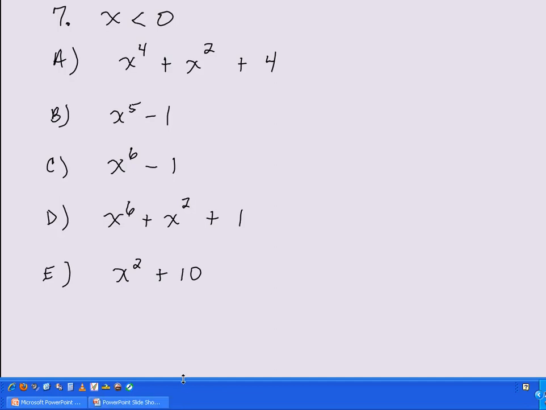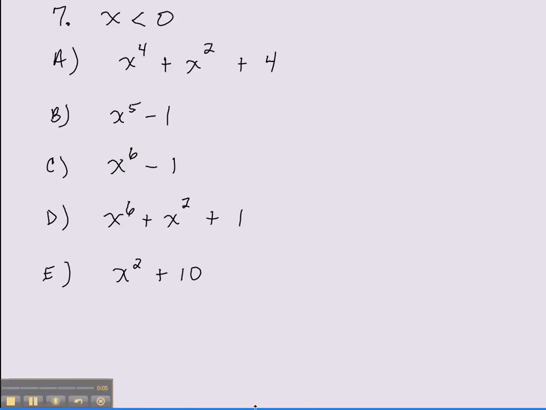All right, number 7. We are told that x is less than 0, and we need to find which one of these expressions must be negative. Well, let's look at the first expression. If we take any number, raise it to the 4th power, that number is non-negative. It could be 0 if x was 0, because 0 to the 4th is 0, but we're already told that x cannot be 0. So any negative number to the 4th power is going to be positive.